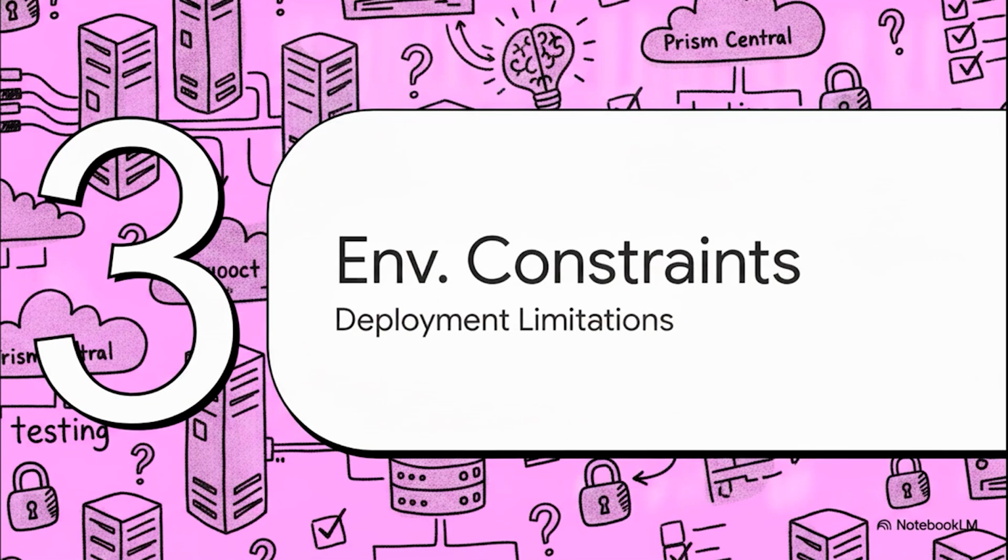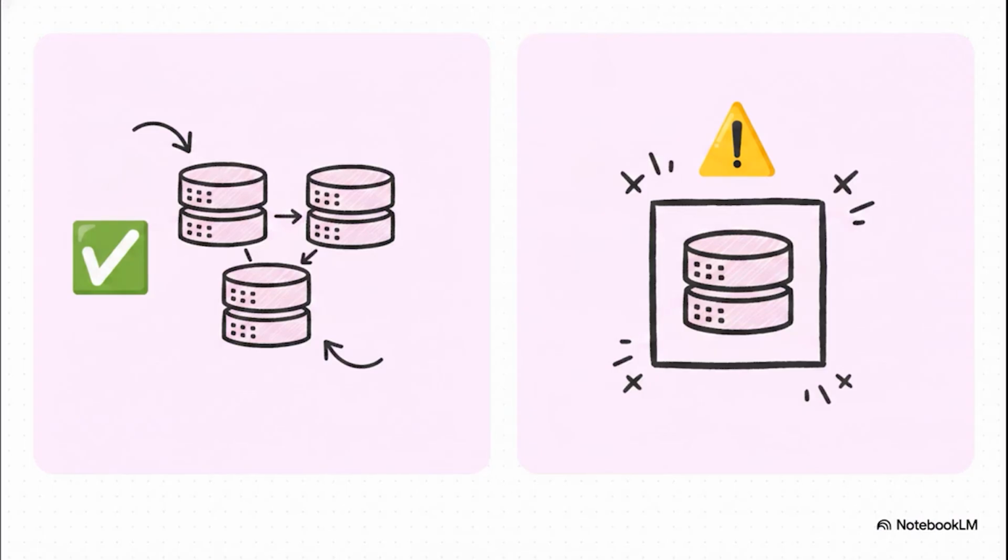Section 3, Deployment Environment Constraints. Okay, listen up, because this is a huge distinction. How Prism Central behaves depends entirely on the hypervisor environment you drop it into. If you are in a native Nutanix environment, meaning you're running the Acropolis hypervisor, AHV, and the Acropolis operating system, AOS, you get the whole shebang, full functionality, including that awesome 3 VM scale-out we just talked about.